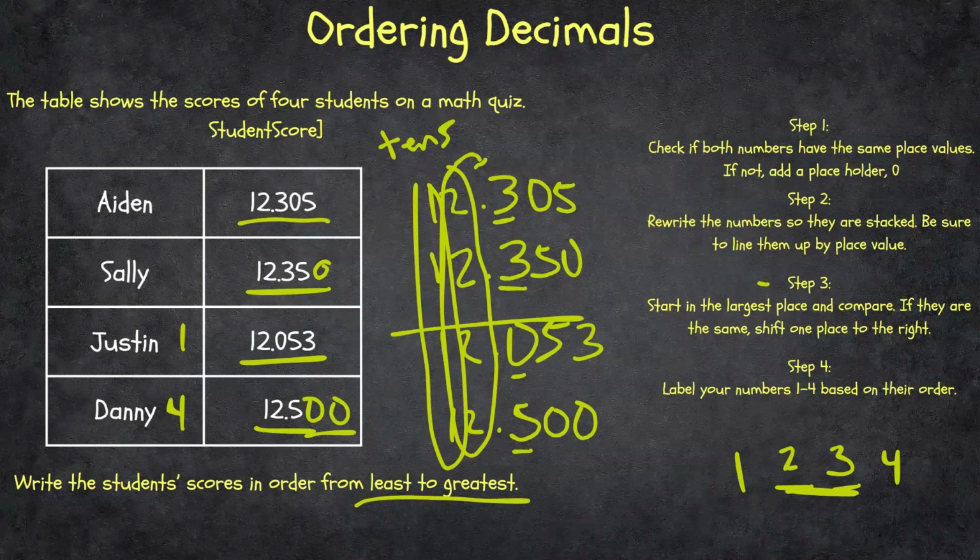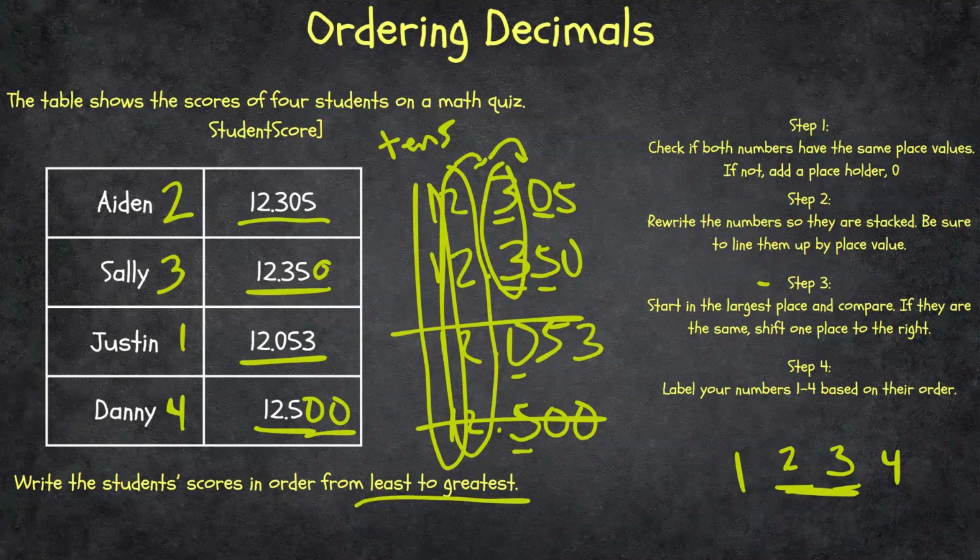So I've done Justin's, I've used Danny's. These two are the same 3s, so I'm going to shift because I can't tell yet. I see a 0 and a 5. 0 is less than 5, so that means Aiden's score is going to come right after Justin's, so he's going to be number 2. And then Sally, she's the third highest score.